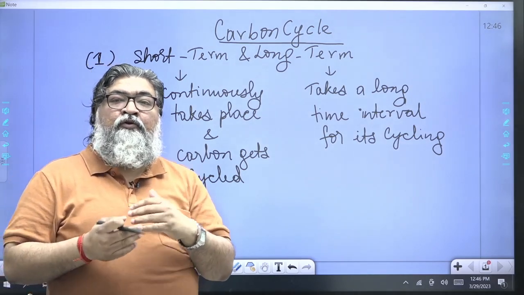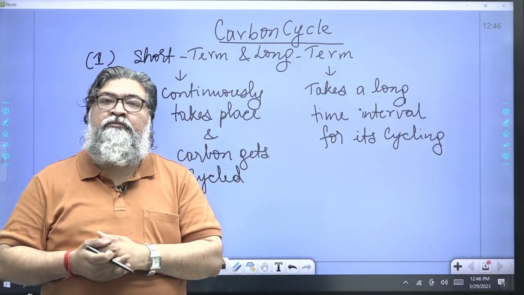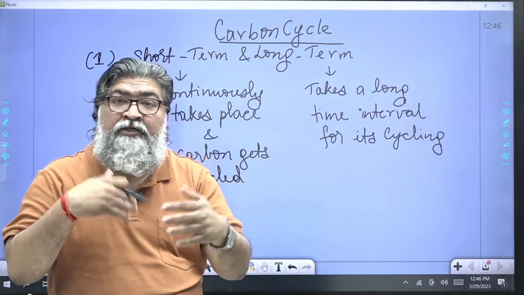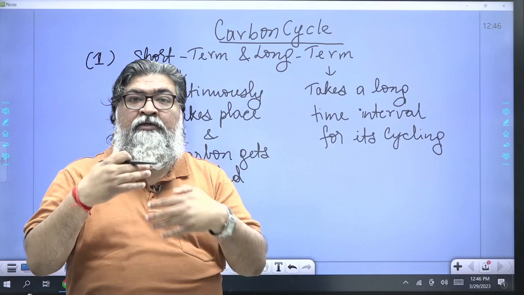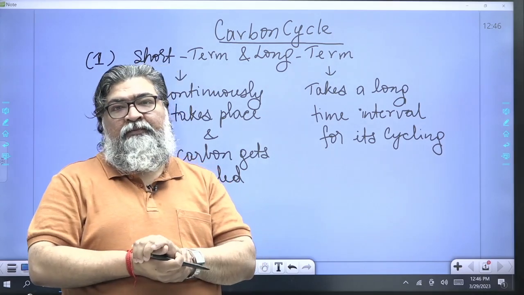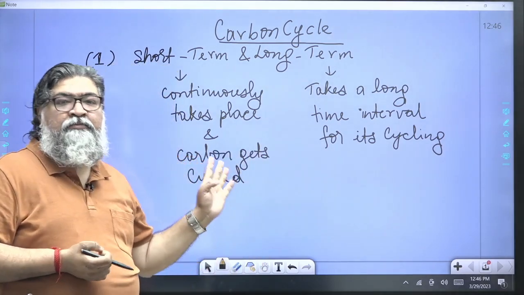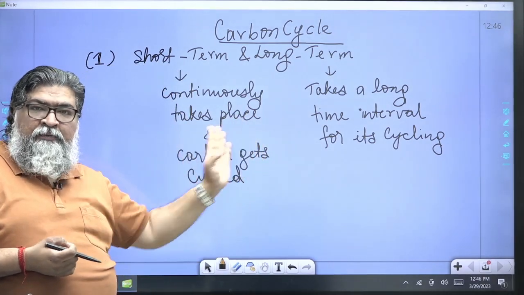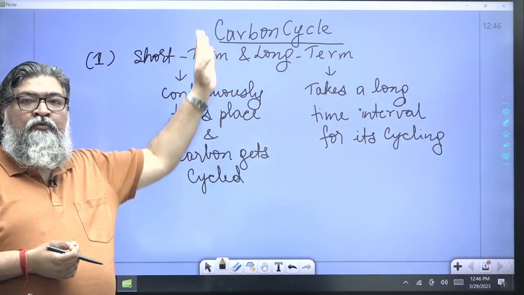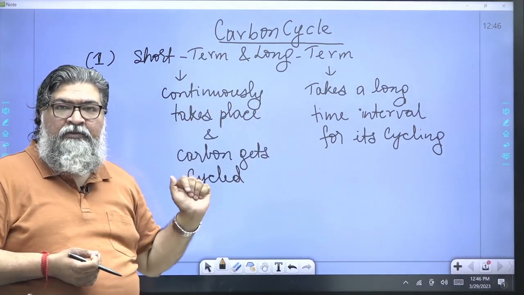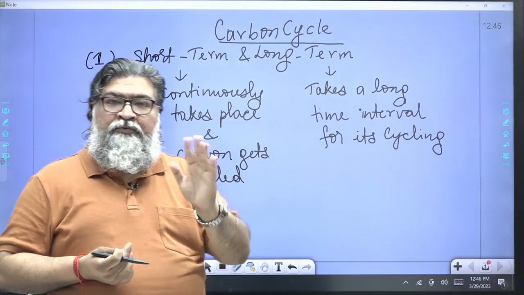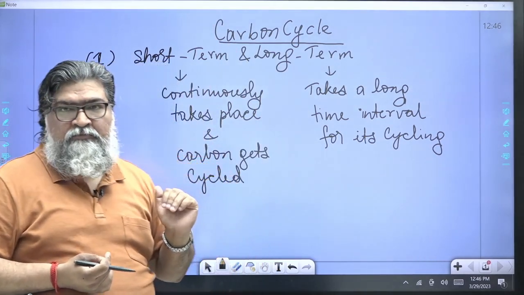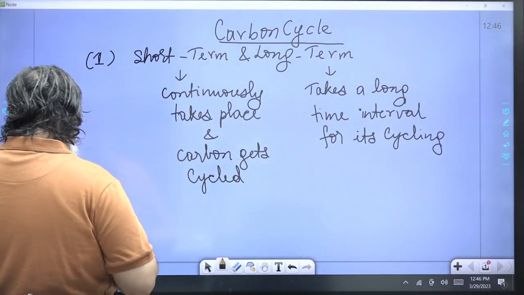But photosynthesis and respiration happen continuously. It continuously takes place. So that's what I said: depending on the time interval over which carbon gets cycled, we can divide it into two phases, short term and long term. Let's first look at the short term part of the cycle.